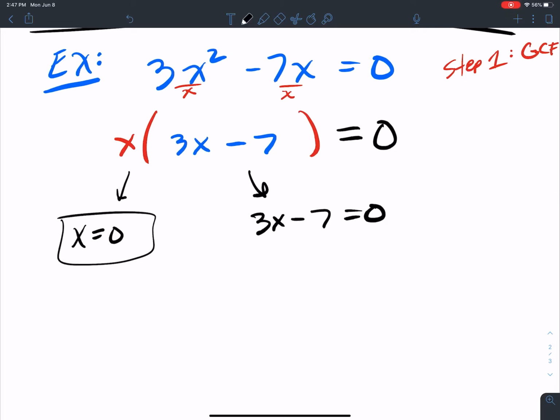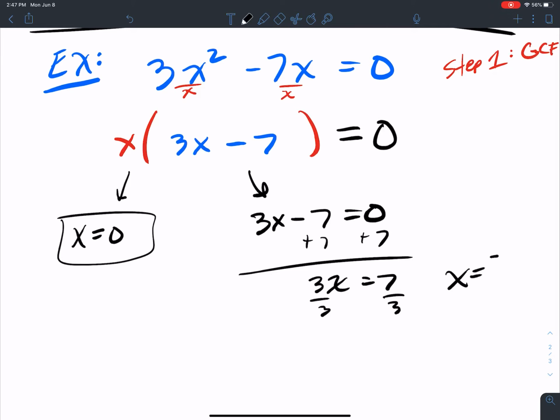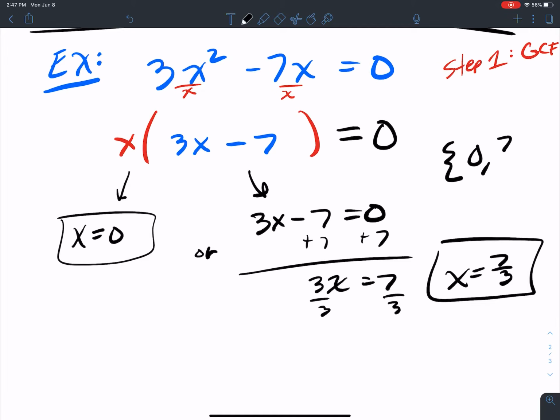So this is already solved. This one, if I add 7, I get 3x equals 7. Divide by 3, I get x equals 7/3. So those are my two solutions. So my solution set is 0, comma 7/3. Close your bracket. Booyah. All right, let's do another.